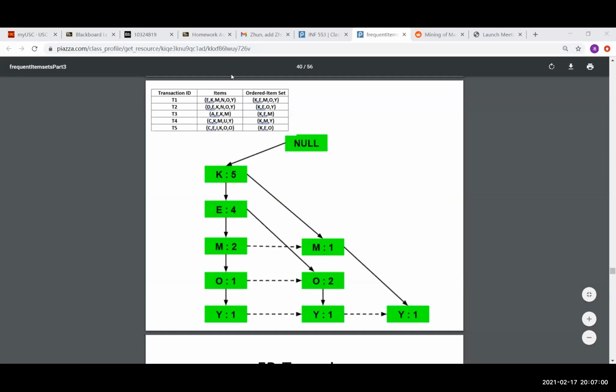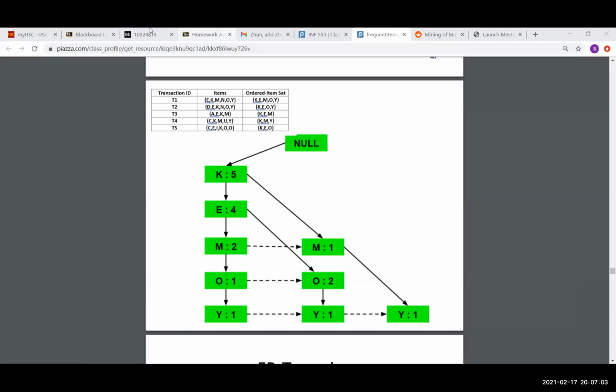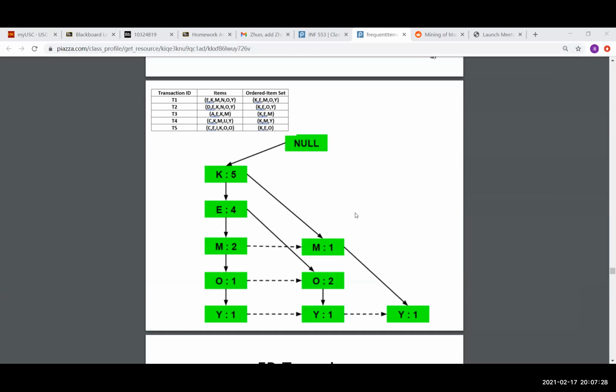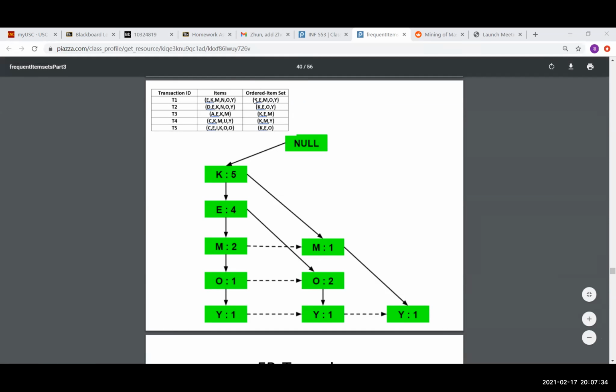Any more questions, guys? Yes. For the FP path, we draw the path from the ordered item set. Like the first one is KEMOY. What if we draw first from KEO? Will it generate the same graph? It would be the same tree. Okay, so we can ignore the orders. That's correct. Okay, got it.